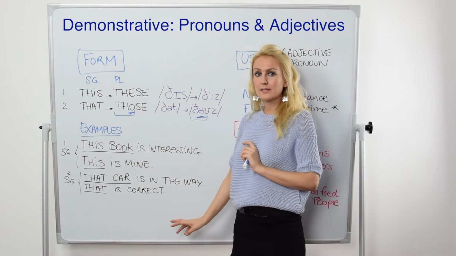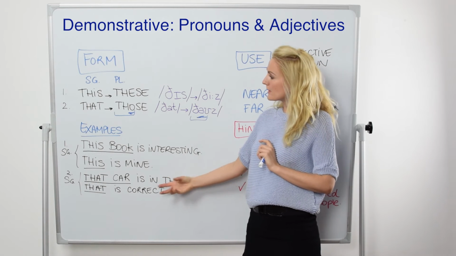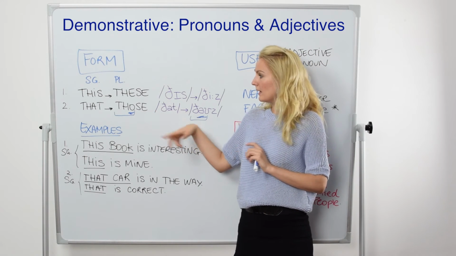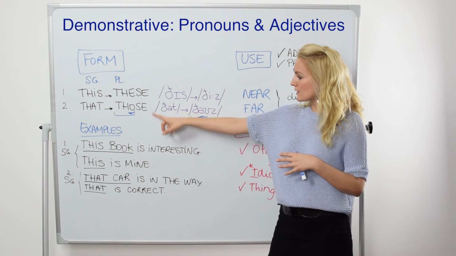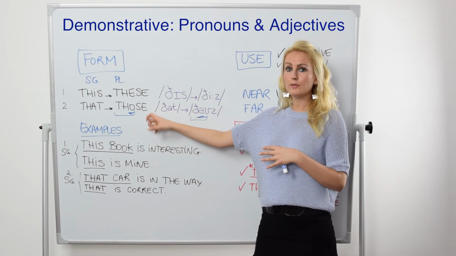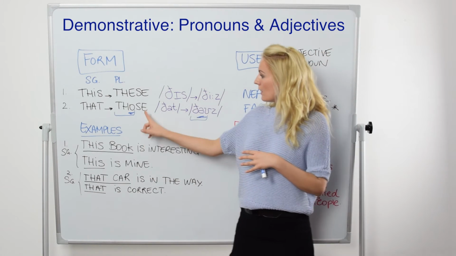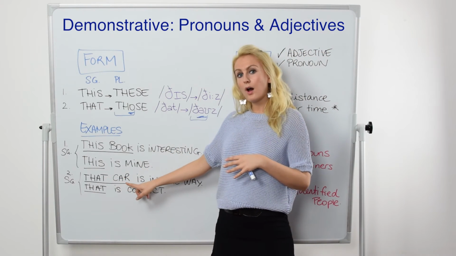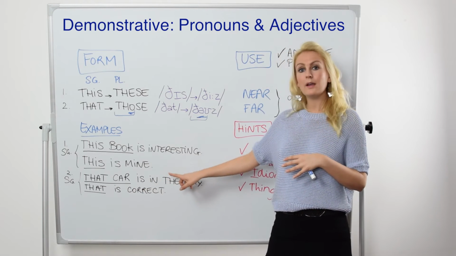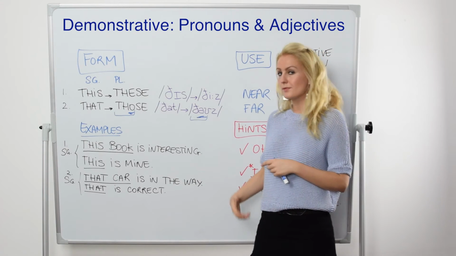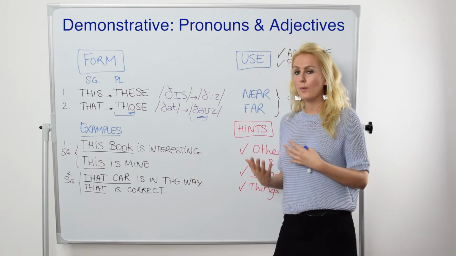That is correct. Let's transform these two examples into the plural form together. Let's do it orally. So we would transform that into those and also alter some of the other words in the sentence. Those cars are in the way. Okay, let's repeat. Those cars are in the way.